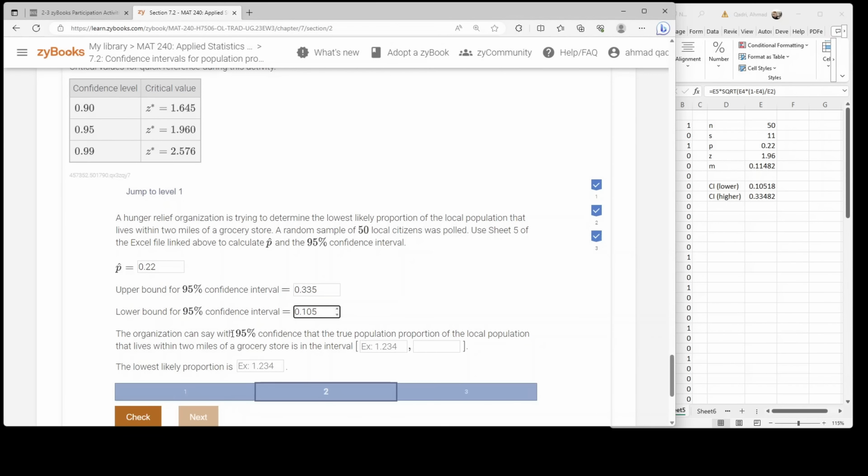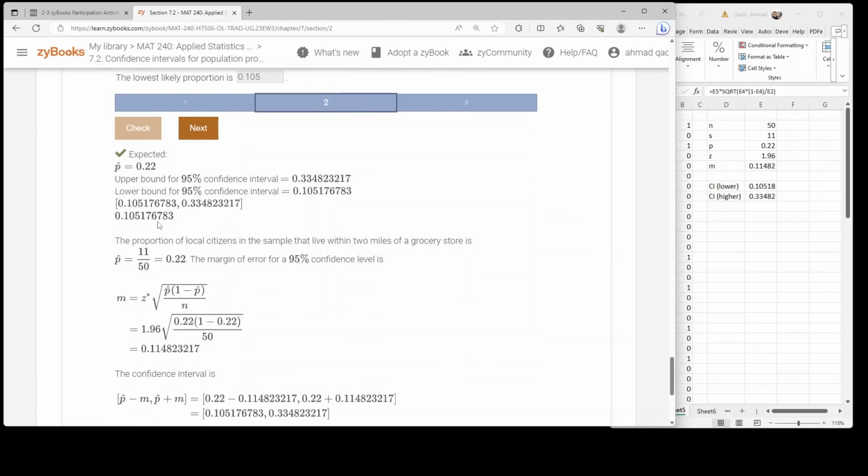And now the organization can say with 95% confidence that the true population proportion of the local population that lives within 2 miles of a grocery store is in this interval. So we'll type the confidence interval here. Lower limit comes first and then the upper limit. The lowest likely proportion can only be the lower bound of the confidence interval. The most likely will be the upper bound of the confidence interval, right? So here in this case, it would be 0.105.